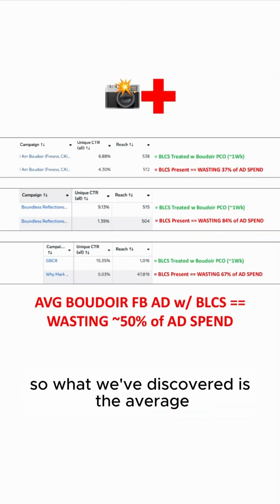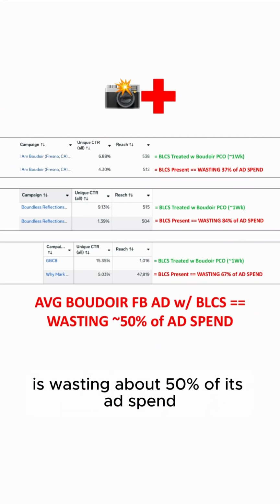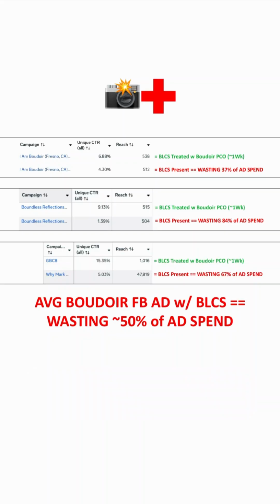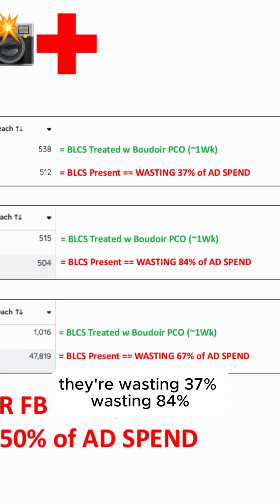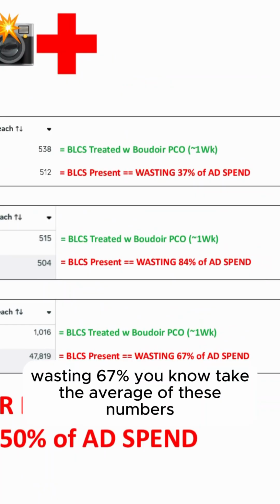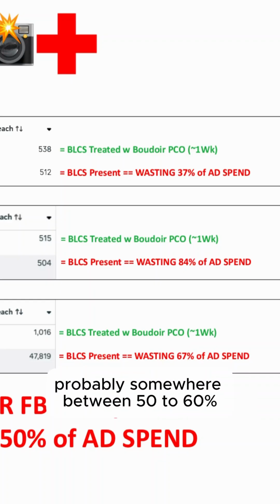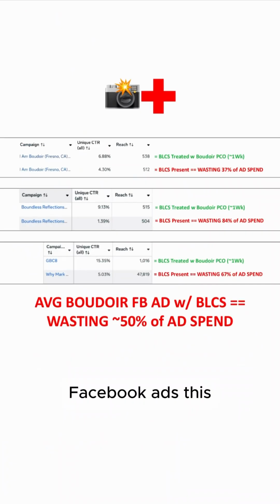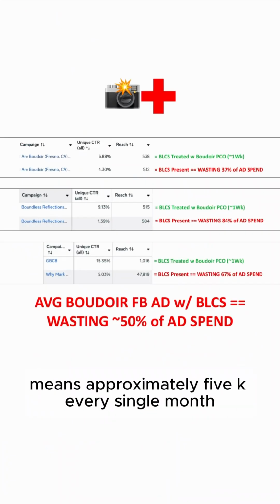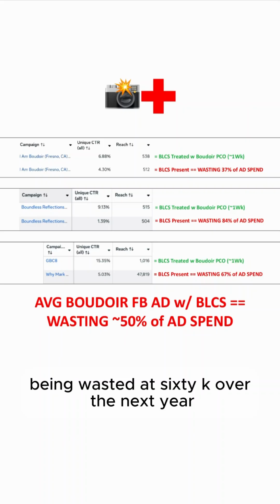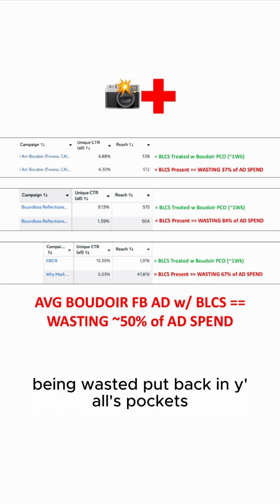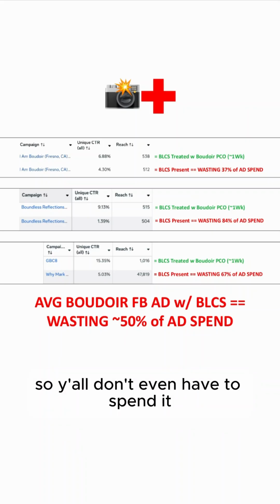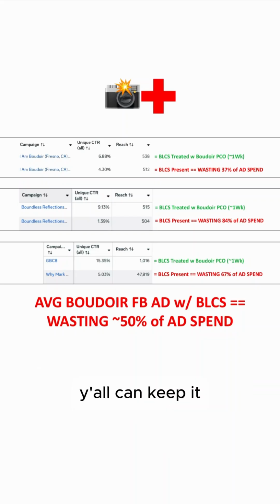So what we've discovered is the average Boudoir Facebook ad with BLCS is wasting about 50% of its ad spend. I mean, look at the numbers here. They're wasting 37%, wasting 84%, wasting 67%. Take the average of these numbers, probably somewhere between 50 to 60%. So if they're spending 10 grand a month on Boudoir Facebook ads, this means approximately 5K every single month is being wasted. That's 60K over the next year. That's approximately the amount we can eliminate being wasted, put back in y'all's pockets, so y'all don't even have to spend it. Y'all can keep it.